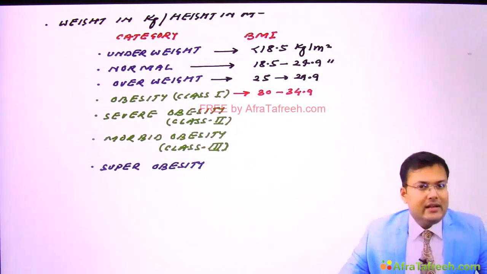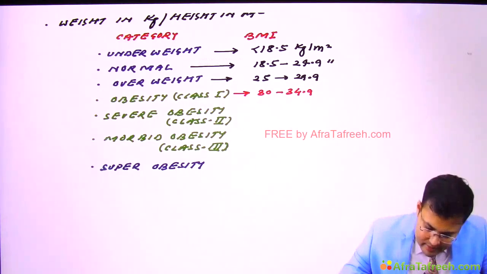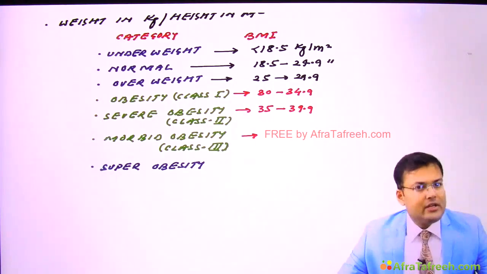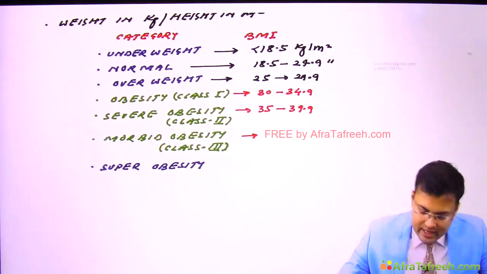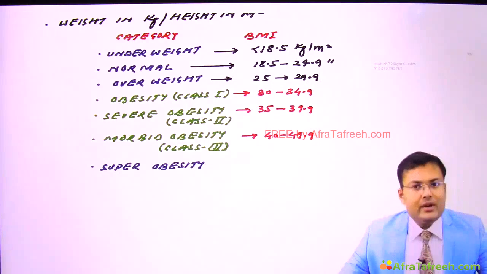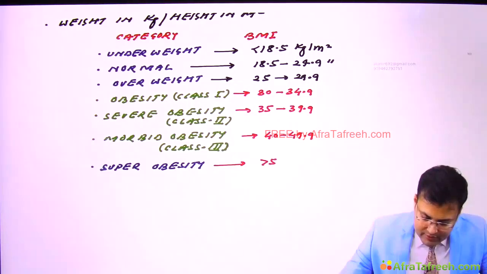Clear? And in class 2, it is 35 to 39.9. And in class 3, it is 40 to 49.9. And in cases of super obesity it is more than 50.